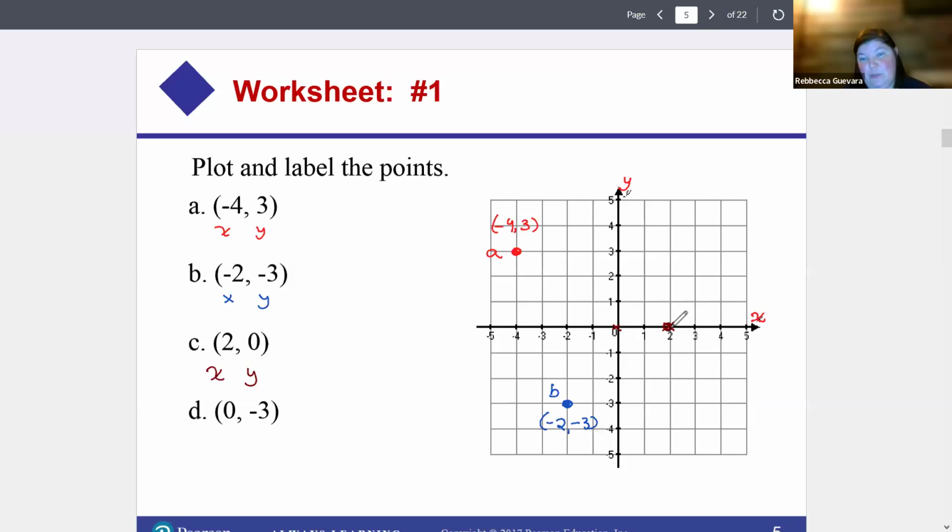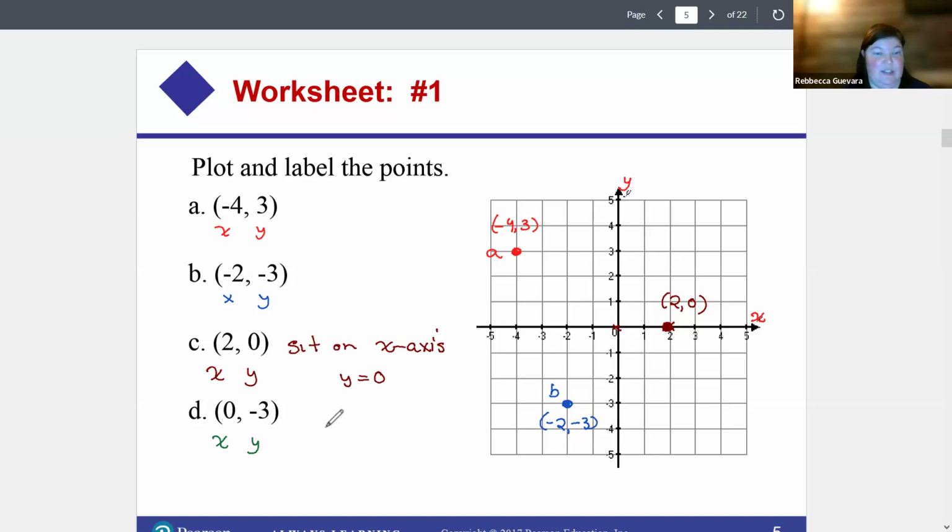So what we do is we just mark the point just here, because all that is telling me is I know where x is, and there's not really a value for y. It's just sitting on the x-axis. So when your y is 0, we sit on the x-axis.